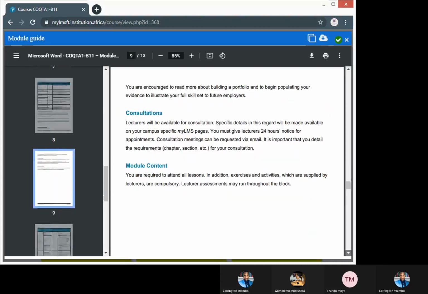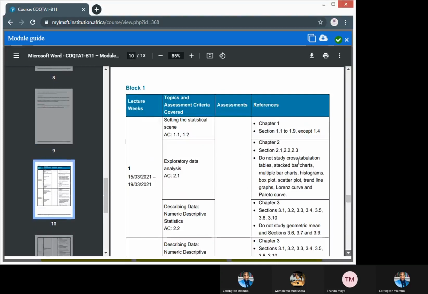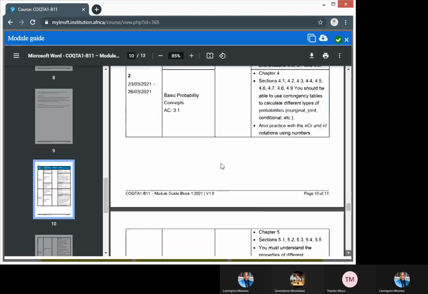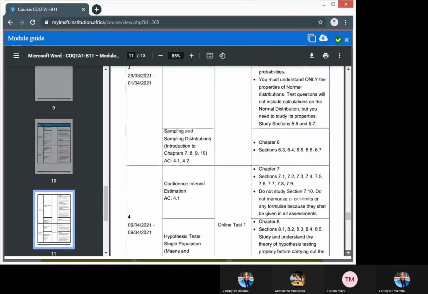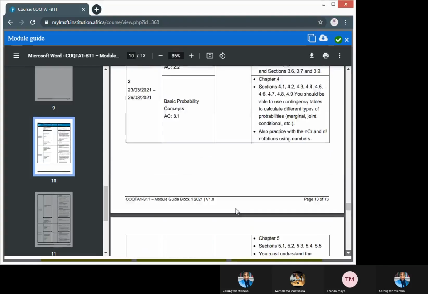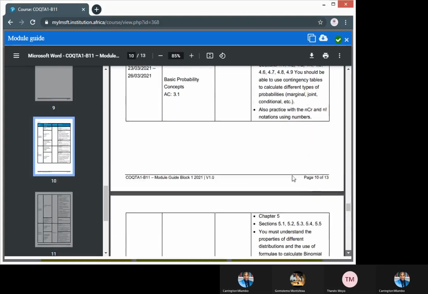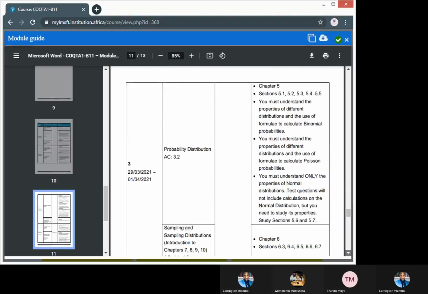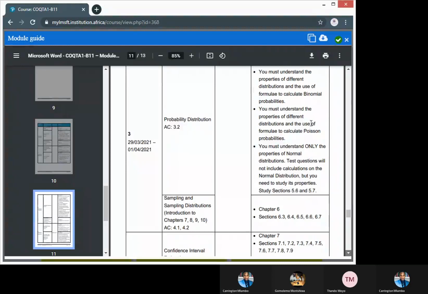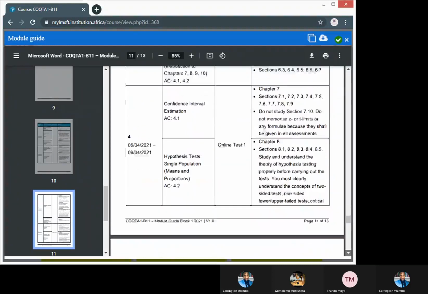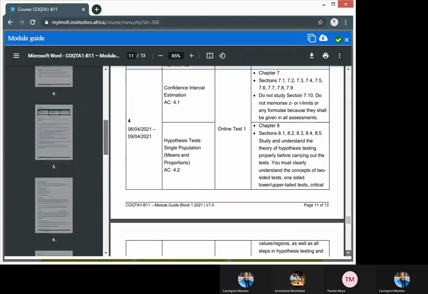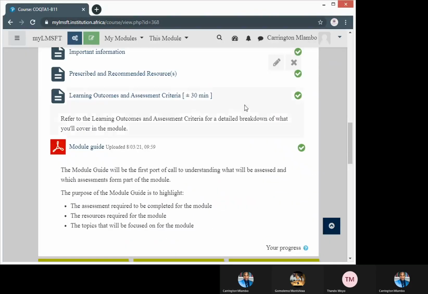If you go to your module guide, week 1, this is week 1. Don't forget those pie charts, histograms, your theory, right? Then we go to week 2, basic probability, the tables, marginal, joint, conditional, right? Know all that. Then week 3, Poisson and binomial. That's your test. That's where your test is coming from. So make sure you study. Follow your study guide.